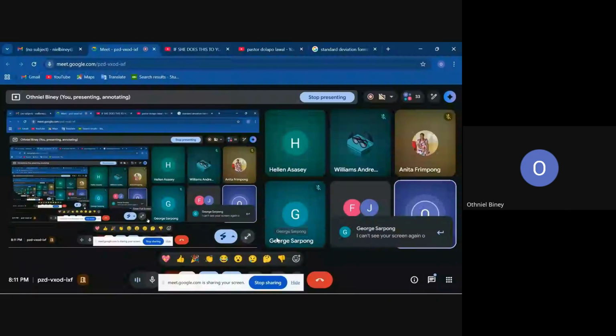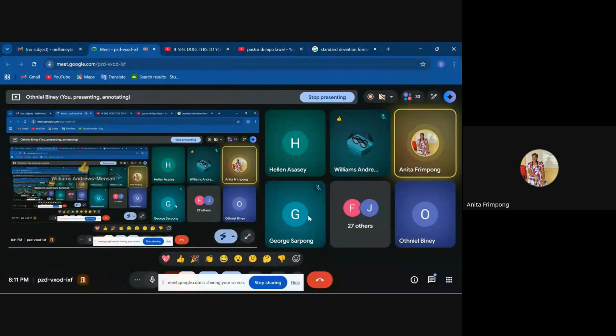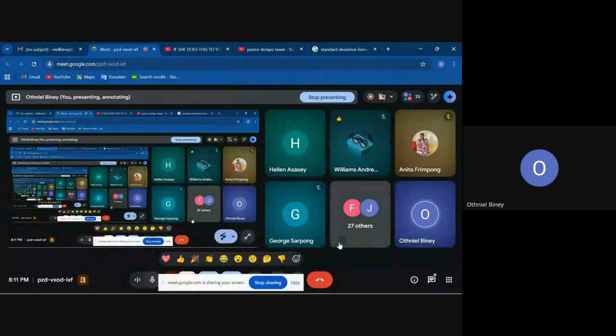Okay, I can't see the screen. Are you guys facing the same issue? You can't see my screen anymore? We can see it. Okay, I can see. Oh, okay, all right, sure, thank you.